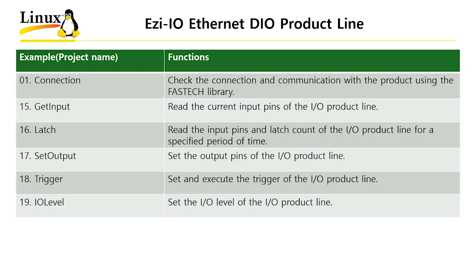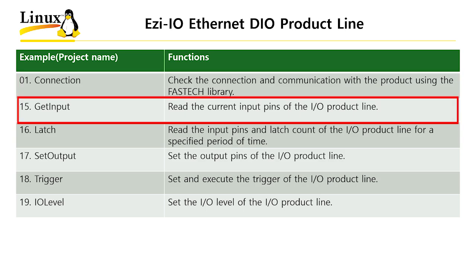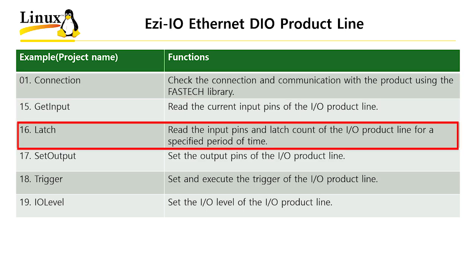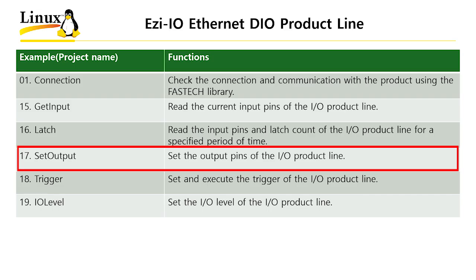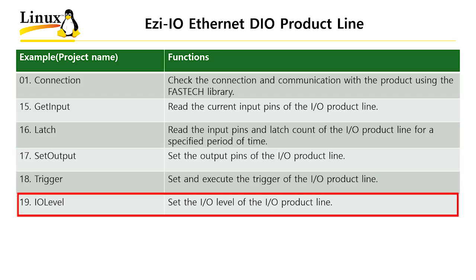Next, the Ezi-IO Ethernet DIO product line. These examples include product connection and communication check, reading current input values, latch function verification, output pin configuration, trigger setup and operation, I/O level configuration.